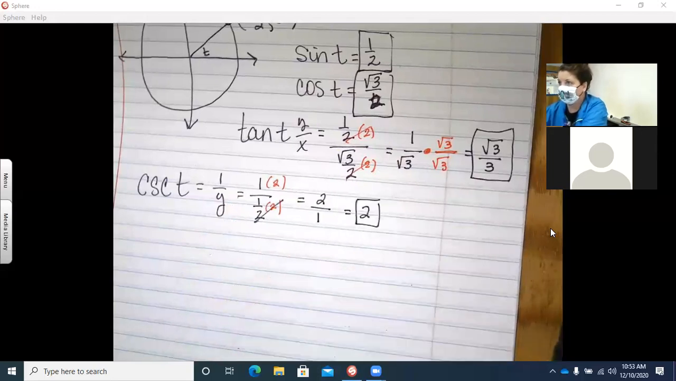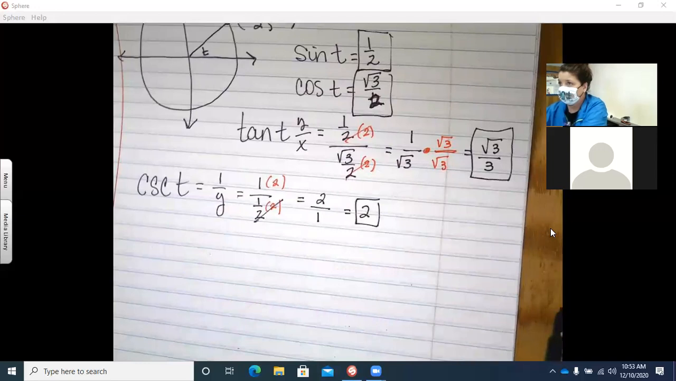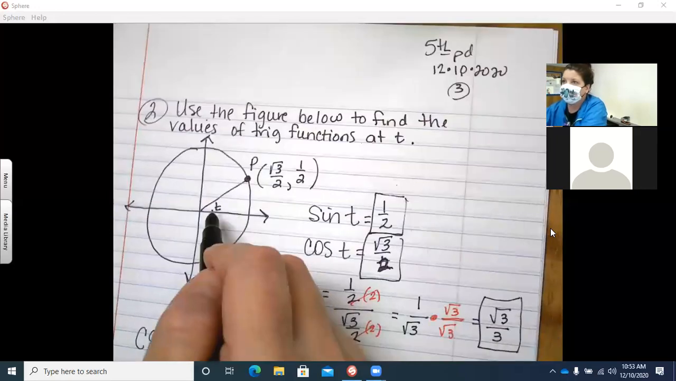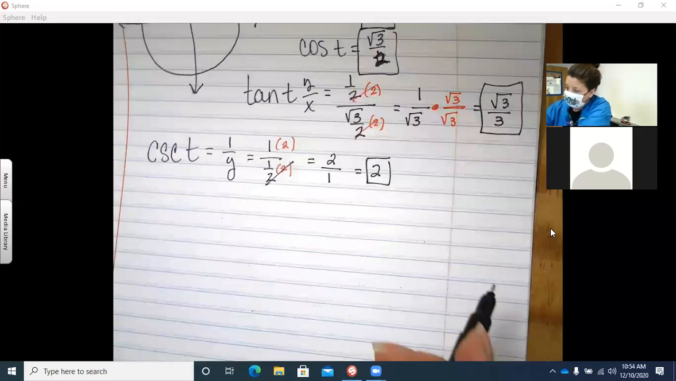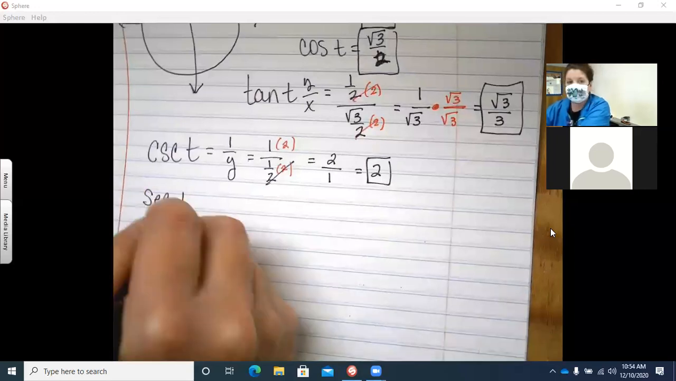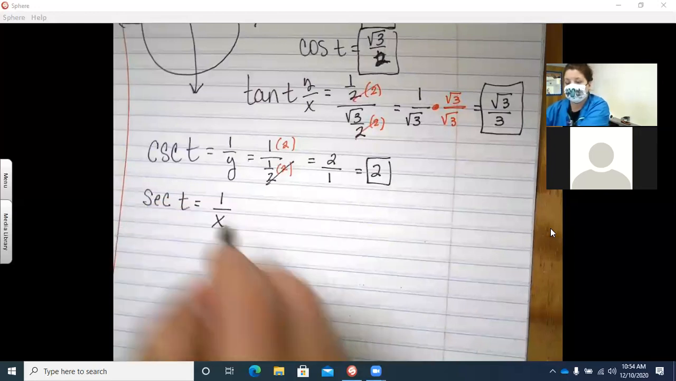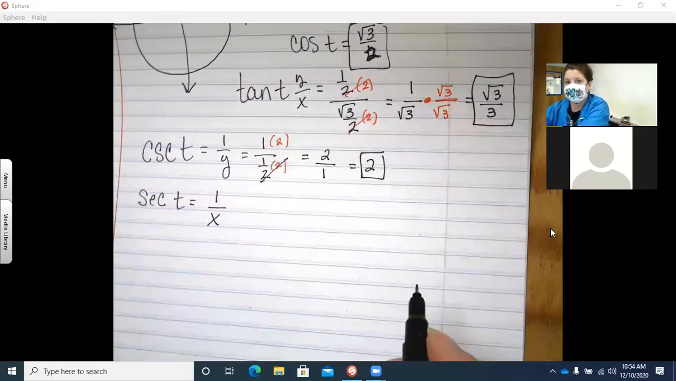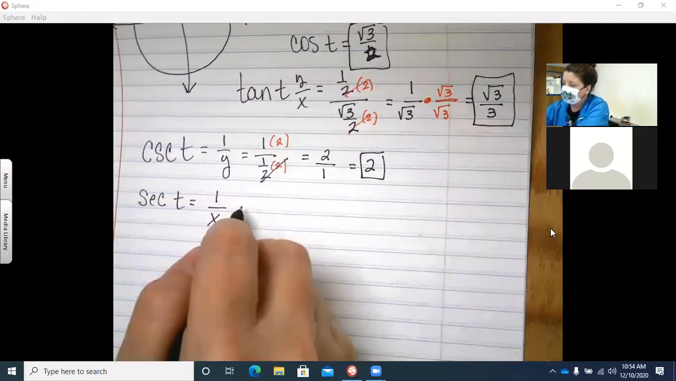Oh, it's a t. The point is P. Point P. The angle is t. Right? That's the cosecant of the angle. All right, let's do secant of t. And secant is 1 divided by x. So in this case, that's 1 divided by the square root of 3 over 2.